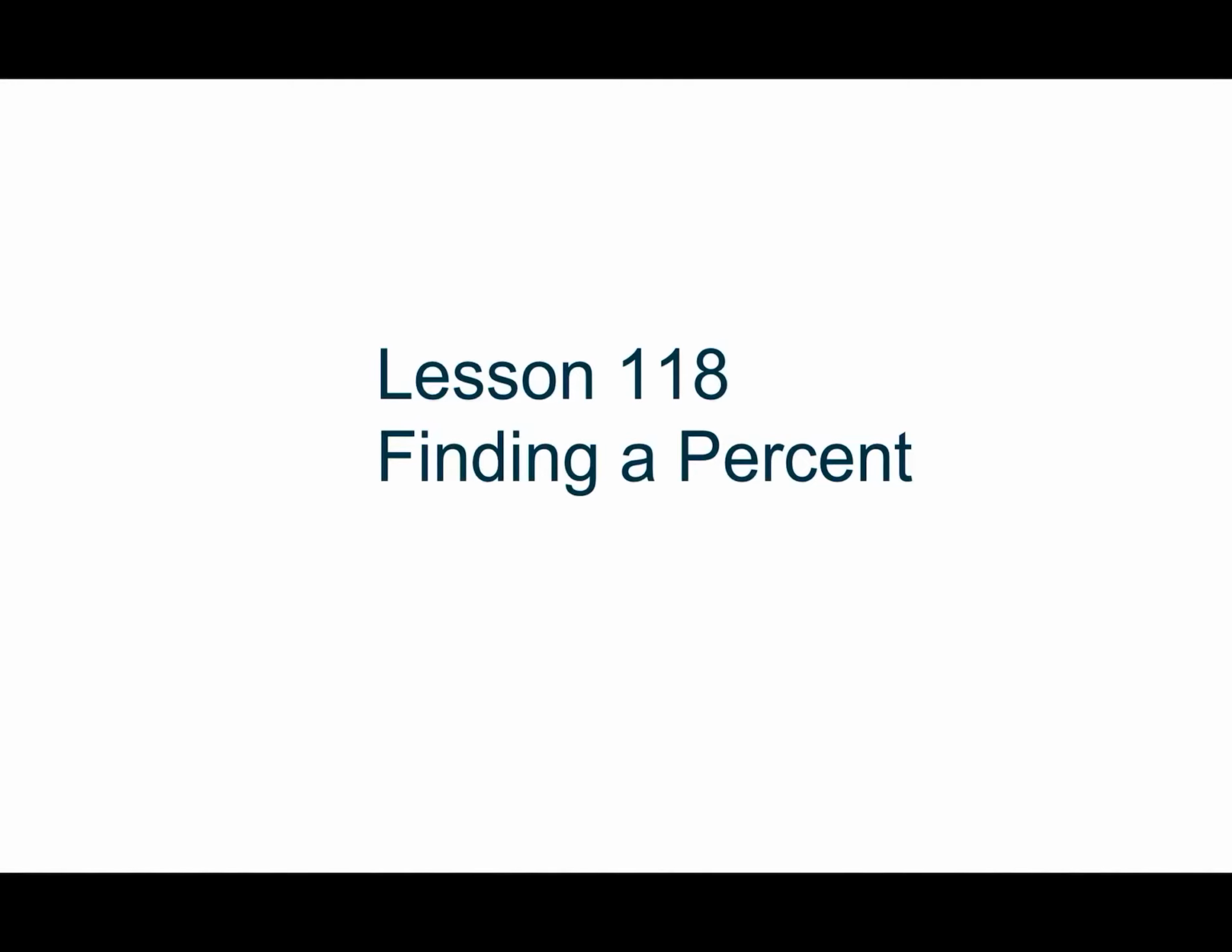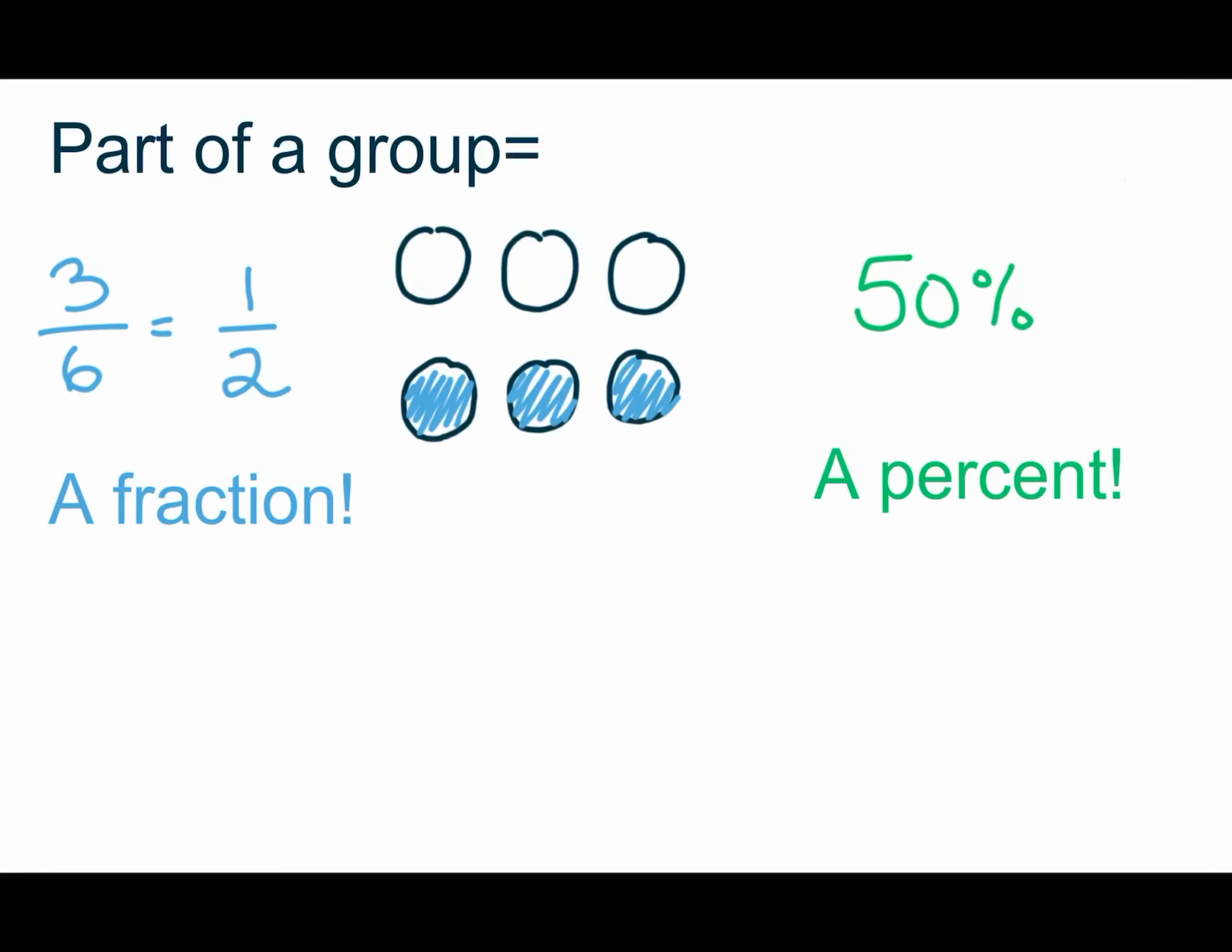Welcome to Lesson 118. This is finding a percent. Now, if you're experiencing deja vu, it's because we have gone over this before, and your book, Saxon in general, goes over things multiple times and in slightly different ways. So today, we're going to be looking at part of a group and how to find a percentage.